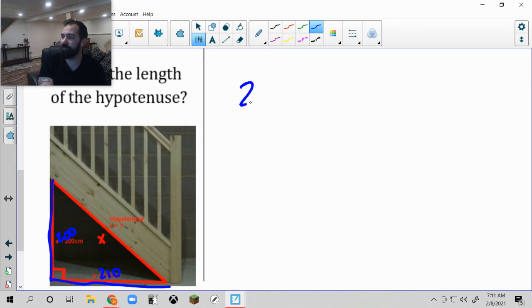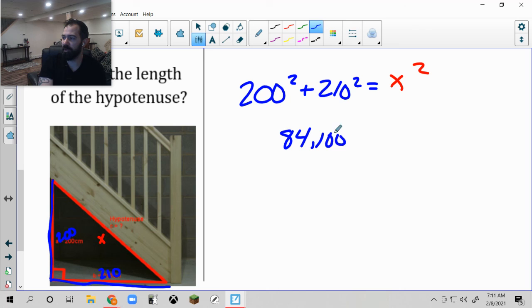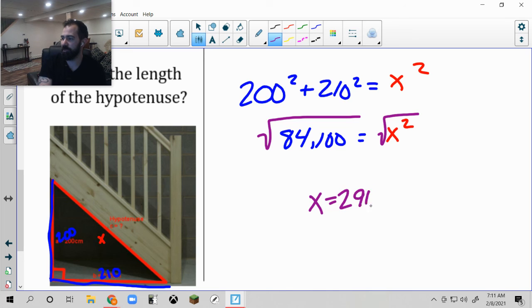All right, 200 squared plus 210 squared equals x squared. Add those together, I get 84,100, and I have x squared. Then I take my square root, and I get that x equals 290 centimeters. Perfect square.